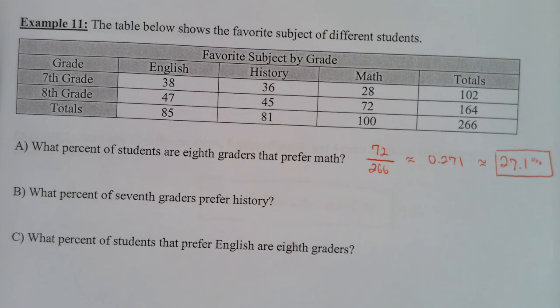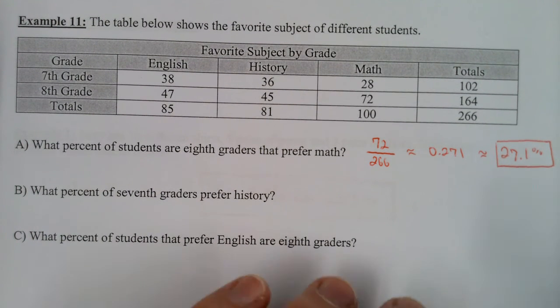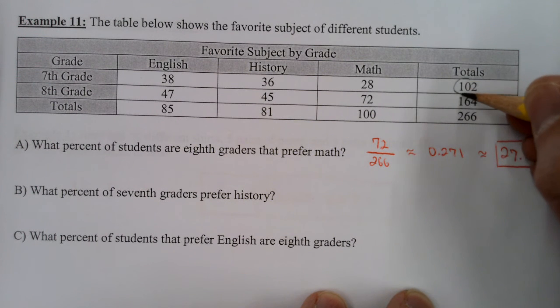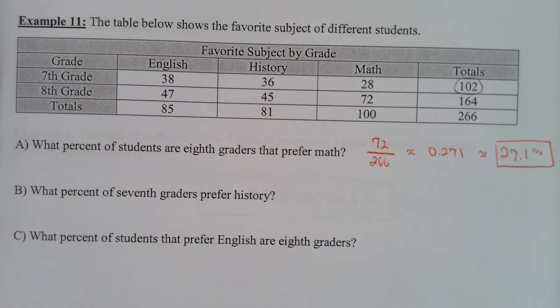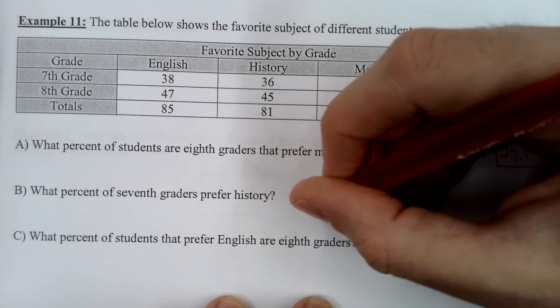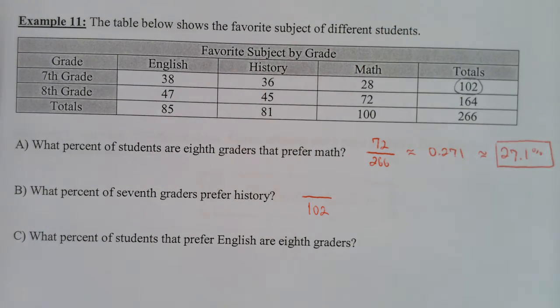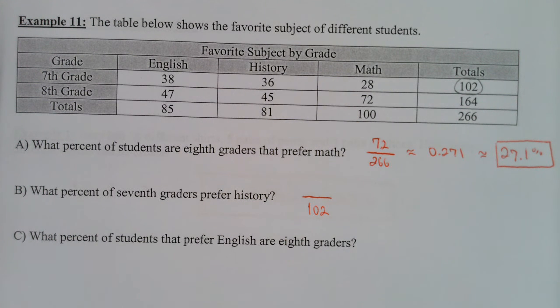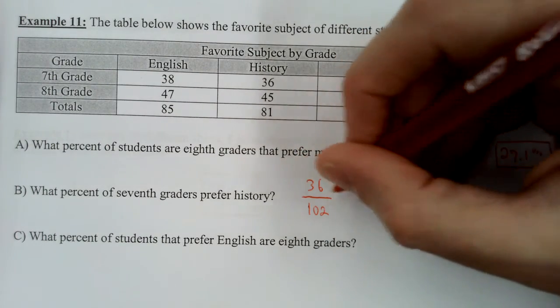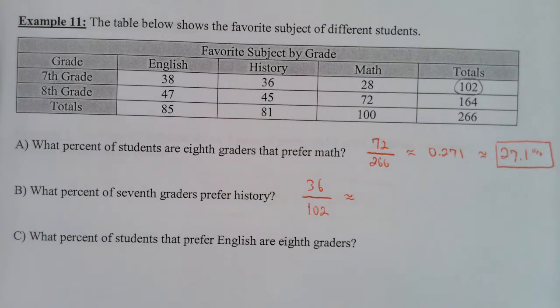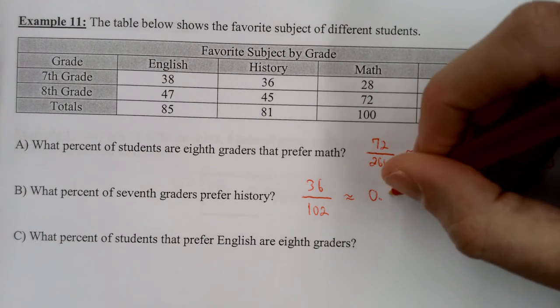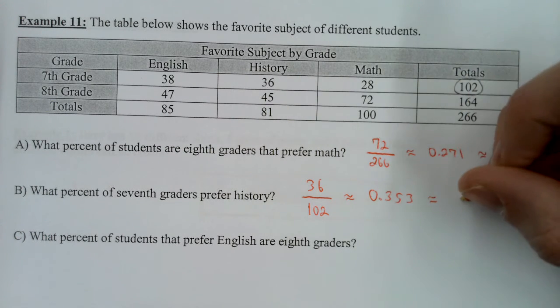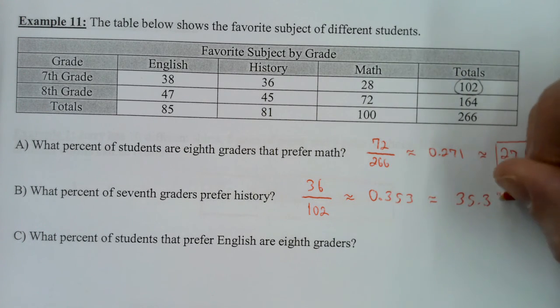Part B, what percent of 7th graders prefer history? So we only care about the 7th graders, so we're basing this off of 102 students. Seventh graders, what percent of them prefer history? So we just want the history, which is 36 over 102. Approximately 0.353, which is 35.3%.